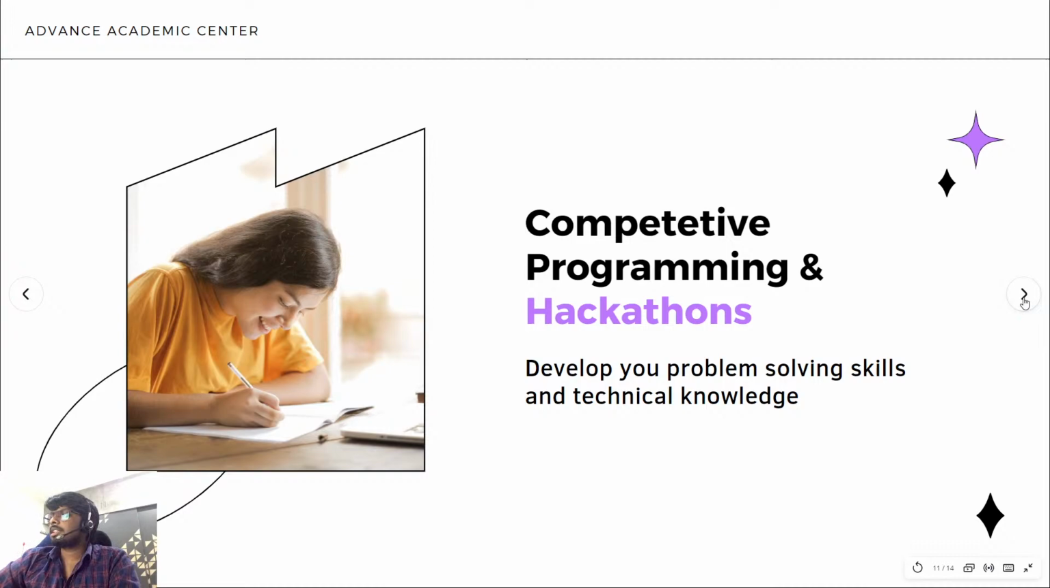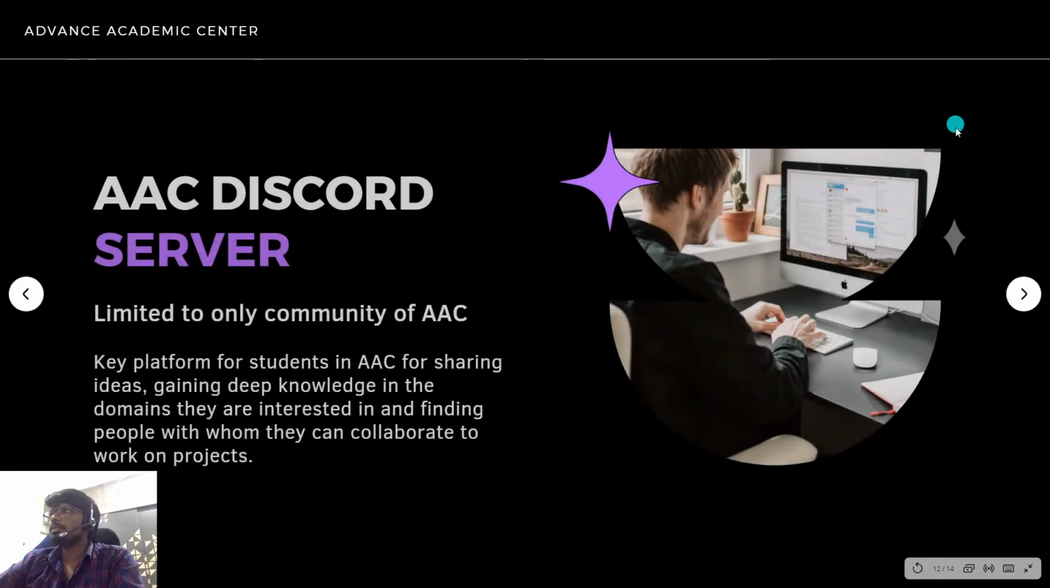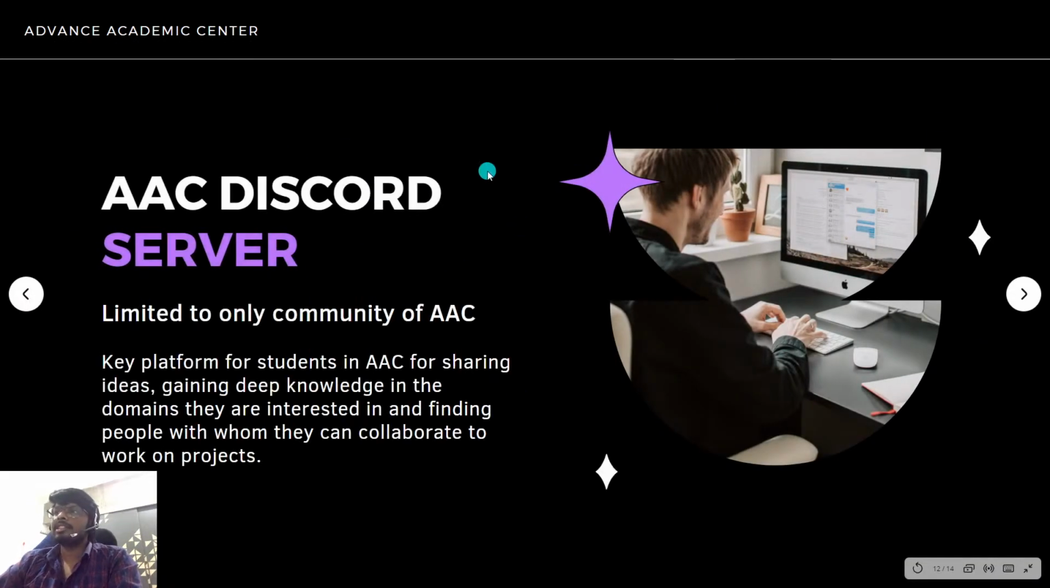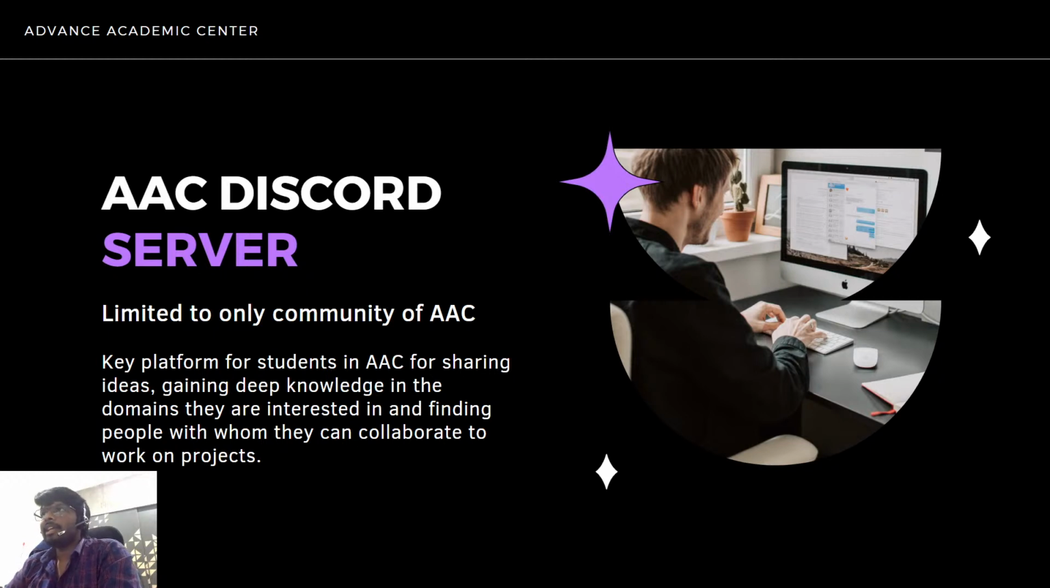Coming to the next slide. In the first slide I said I'm going to introduce something to you guys at the last. So, introducing the AAC Discord server. It's a server limited only to the community of AAC. It's a key platform for students in AAC for sharing ideas, gaining deep knowledge in the domains they are interested in, and finding people with whom they can collaborate to work on projects.